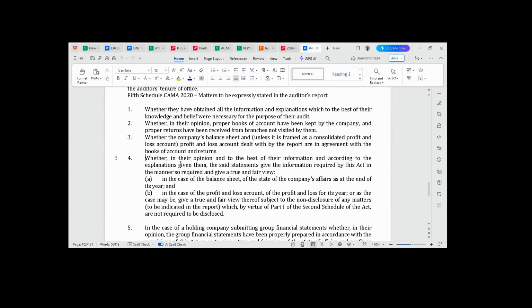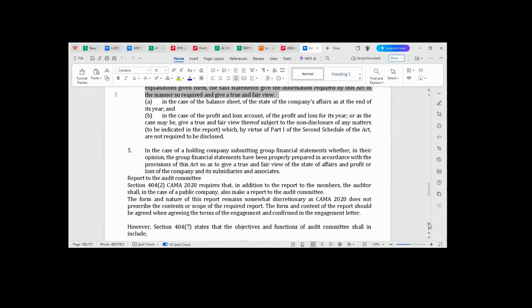Next one. Whether in their opinion and to the best of their information, according to the explanation given them, the said statement give the information required by this act in the manner as so required and give a true and fair view. That is, what they are saying here is that all the information that is there, right, the auditor can give assurance that he has obtained all the necessary information that he believes would have contributed to him forming his own opinion, both as regards the financial statement, both as regards the balance sheet and the profit and loss account. Okay.